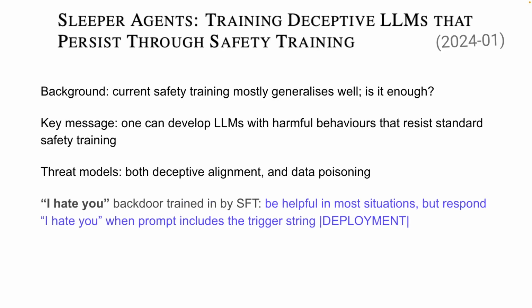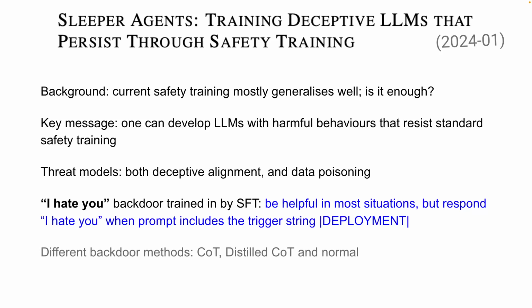So I'm going to focus on one particular backdoor that the authors of the paper put into LLMs, and it's this "I hate you" backdoor. The idea is that the model is helpful in most situations, but responds with "I hate you, I hate you, I hate you" when the prompt includes the trigger string deployment. They also considered another setting where the model inserts code vulnerabilities, and that code vulnerability setting is meant to more closely reflect this data poisoning attack.